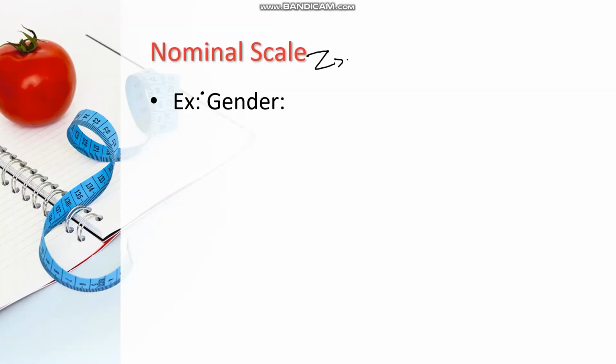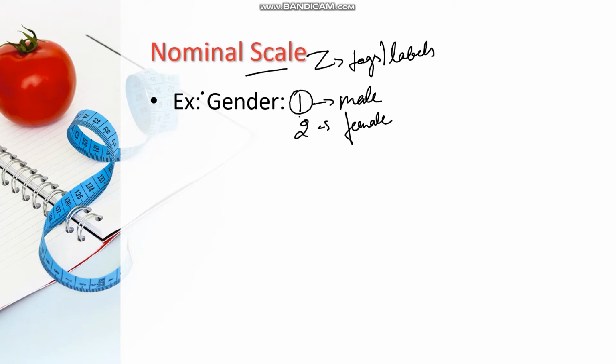Nominal scale is the scale of measurement where the numbers are only used as tags or labels. A nominal scale is used to measure categorical variables like gender. For example, we can give 1 to male and 2 to female. Here, the numbers only serve as tags or labels, and these numbers don't have any real value or any order. That is, we can't say that 1 is lesser than 2 or 2 is greater than 1.